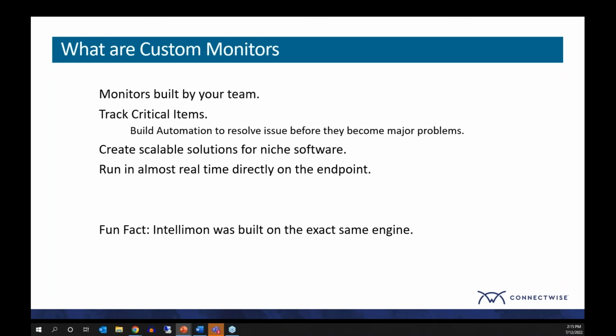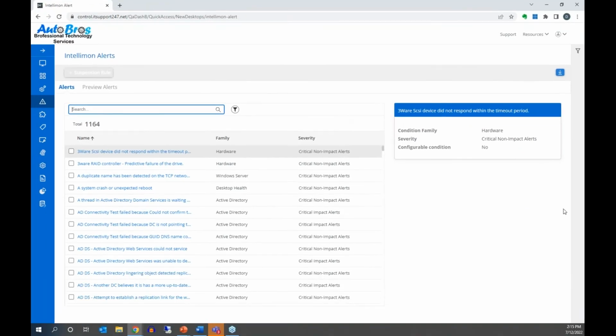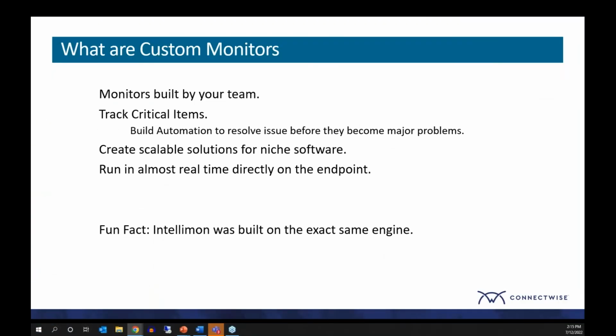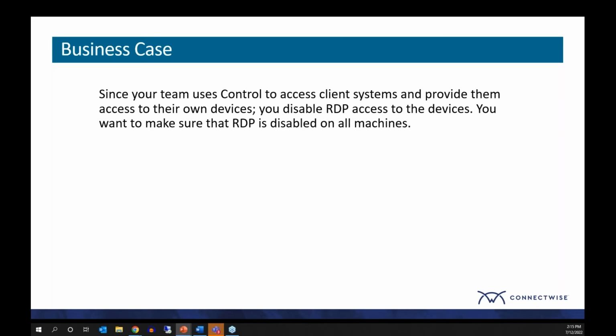So let me go ahead and bring up that window again so I can show you guys where we can build out those custom monitors. But first, actually, excuse me, let me go ahead and bring up this business case so you can see what monitor we're building out. So let's say your team is currently using Control to get access to your client systems, and you've also provided access to your clients to their own devices through Control. Once you've decided to do that, you've seen too many scams come up in the past, you want to just go ahead and disable RDP access to any of those client devices.